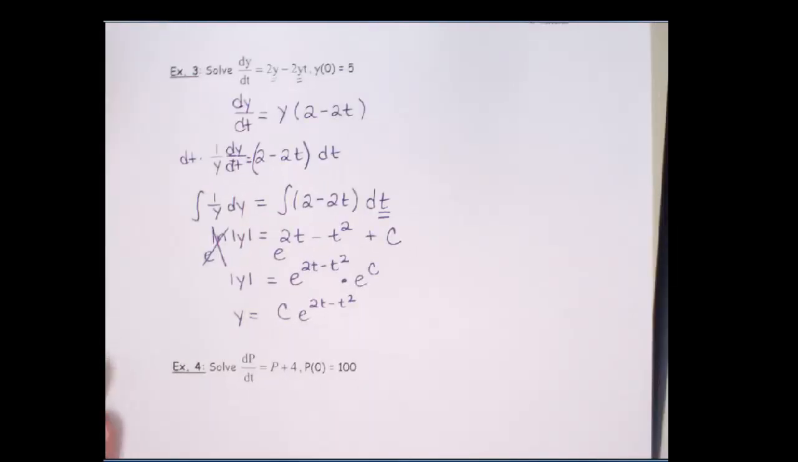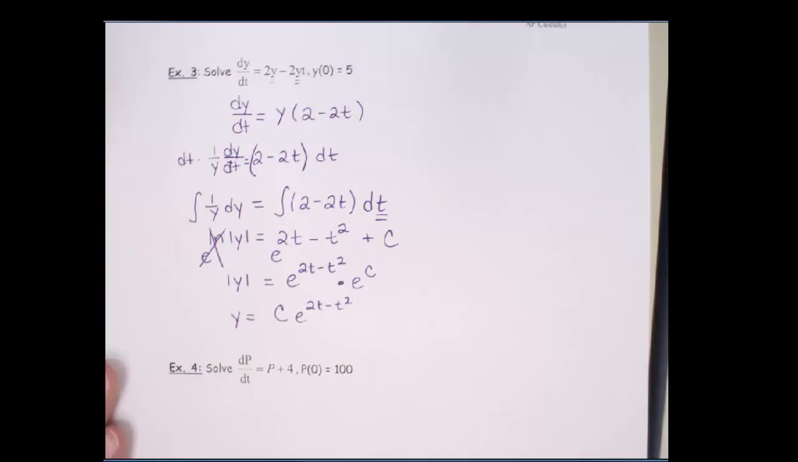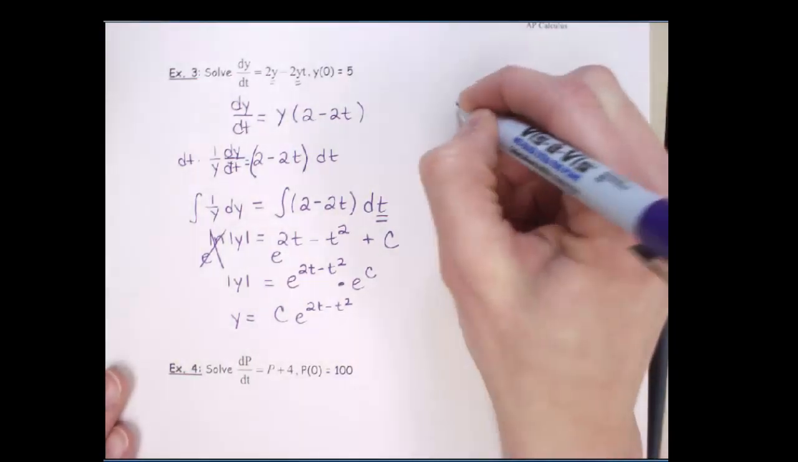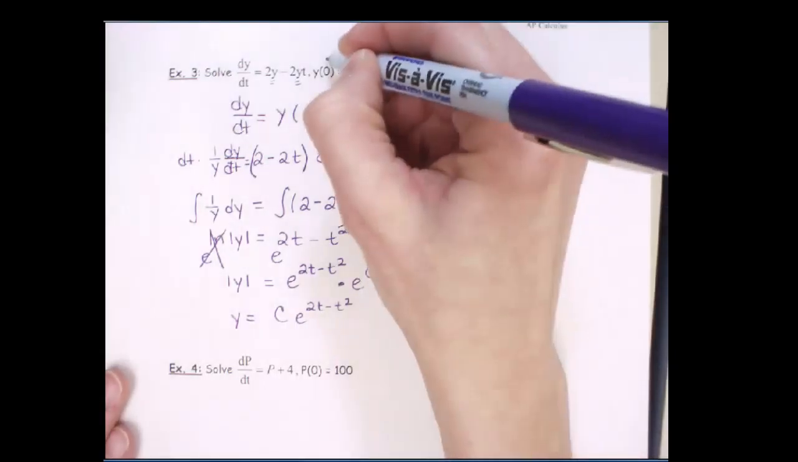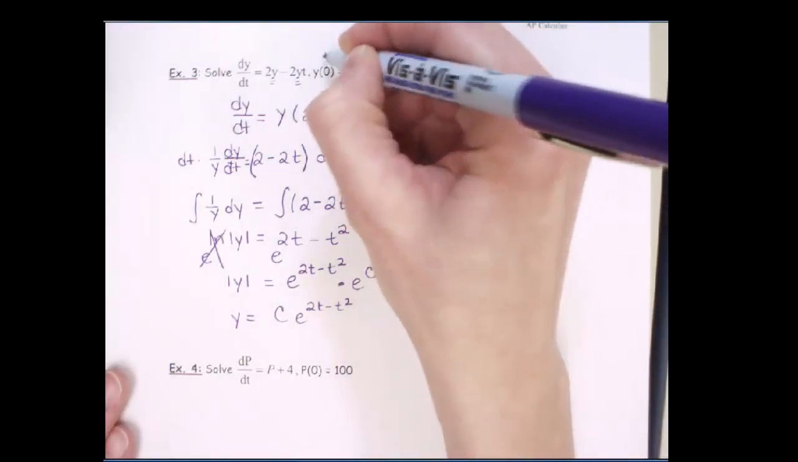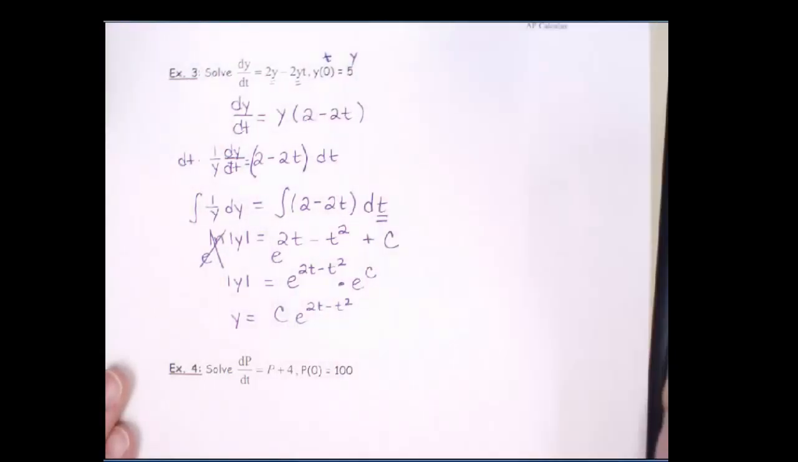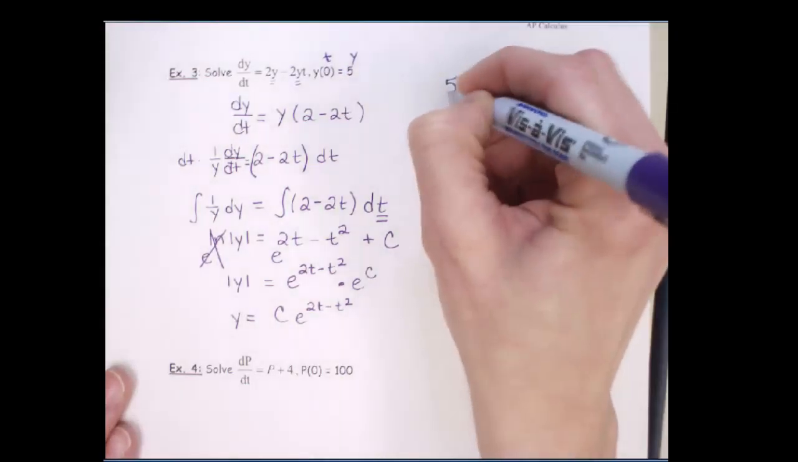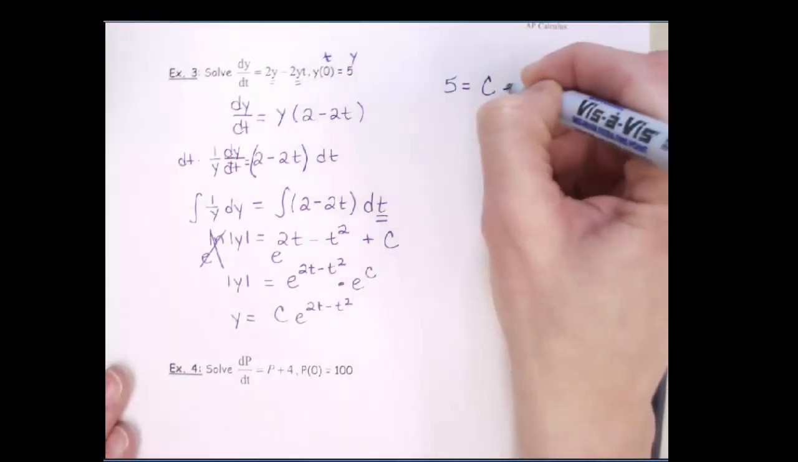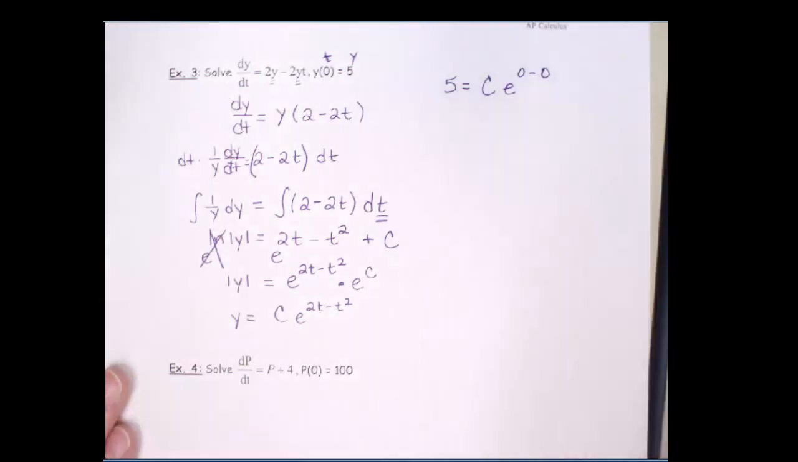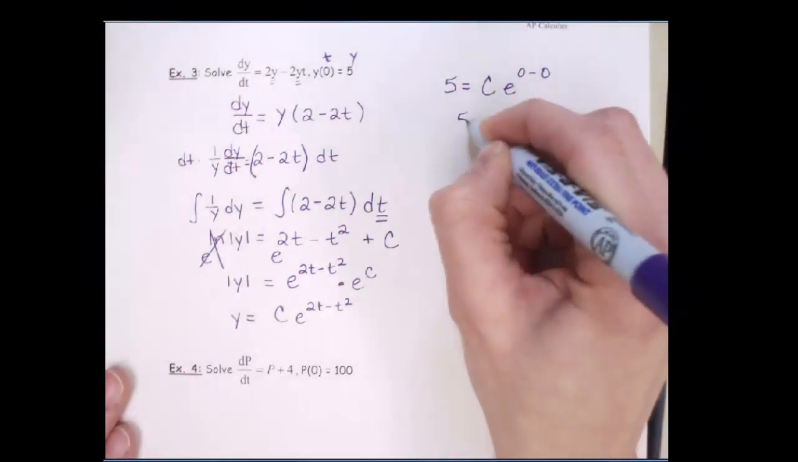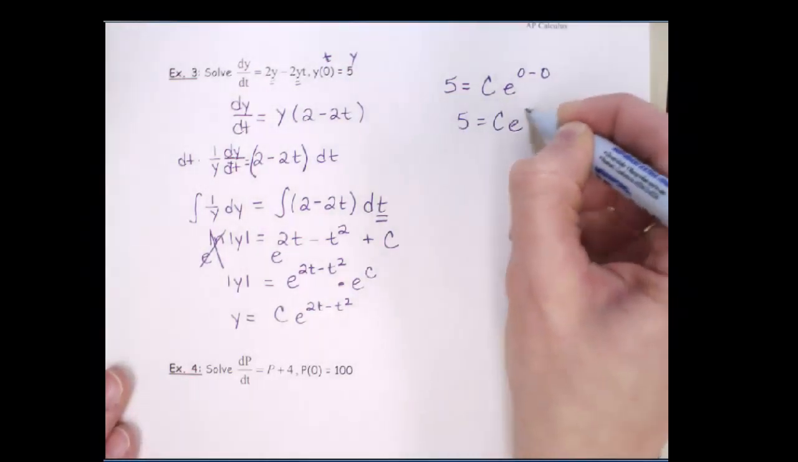Okay, so that's got us to step 3. We've solved for y. But now that we have a point, we've got to go farther, and we've actually got to solve for c. So we're going to use this point. So 0 is a t value, and 5 is a y value. So I'm going to plug in 5 for y, and 0 for t. So I get 5 equals c e to the 0.